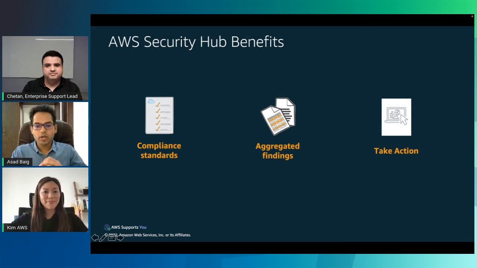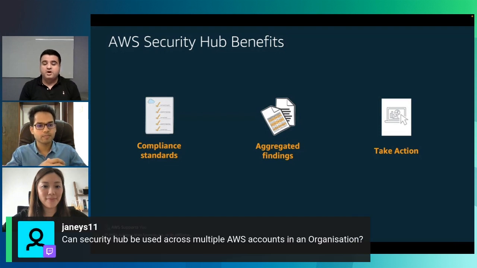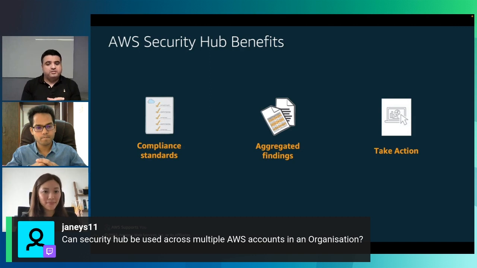Yes, Chetan. So one question that I see is, can Security Hub be used across multiple AWS accounts in an organization? Oh, yes. So you can connect multiple AWS accounts and you can consolidate the findings across those accounts. With the administrator account, you can consolidate the findings for all the accounts, while if you're using the individual accounts, the owners can only see the findings for those associated accounts. And also the integration with AWS Organizations allows you to automatically enable any account within your organization with Security Hub. So yes, it does.